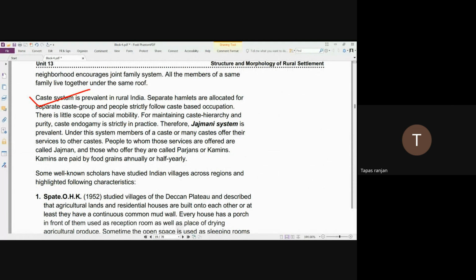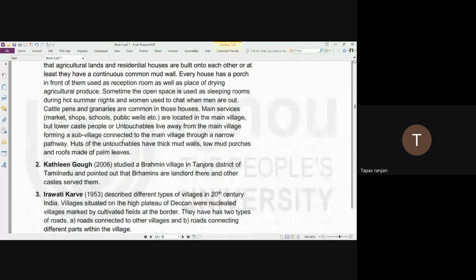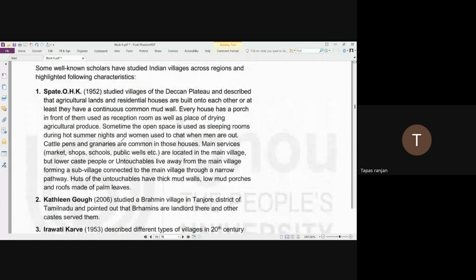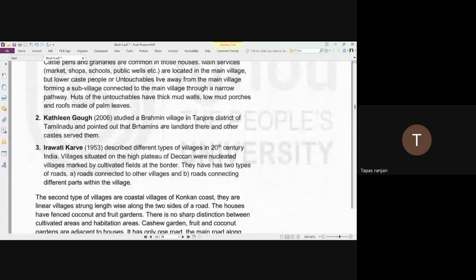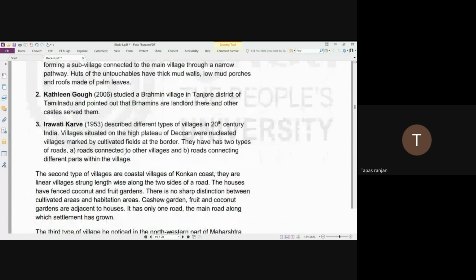Okay, and different studies have been done. You can go through it. Different studies have been done in different parts of India, and they have cited different interpretations. They have drawn conclusions about the social morphology.